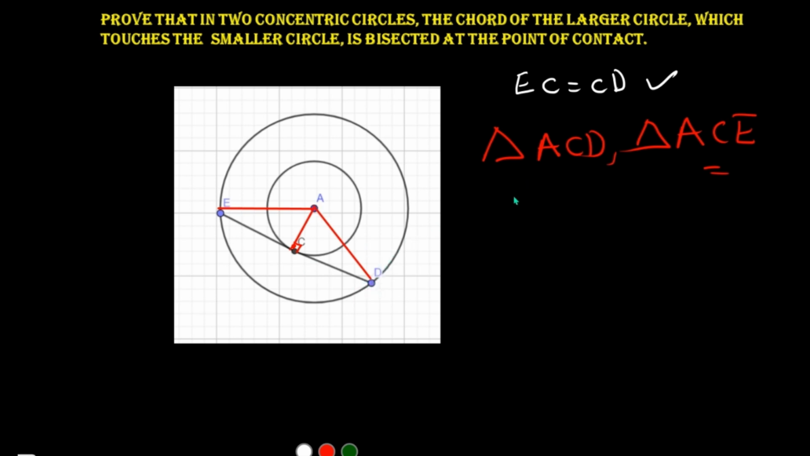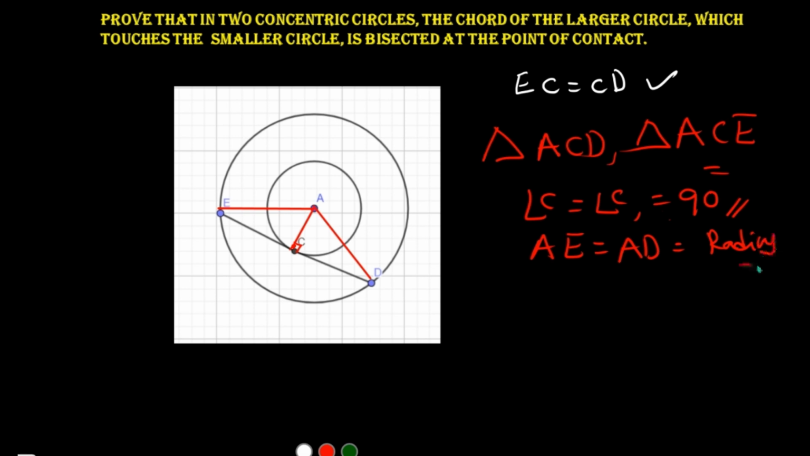For the first condition, for triangles ACD and ACE, angle C equals angle C. Both are marked with a single point here, C, and both are equal because both are 90 degree angles in these two triangles. Then another is AE equals AD. Why? It's the radius.